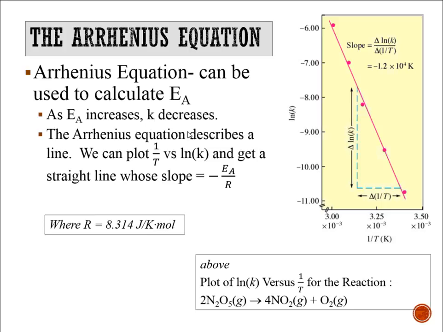The Arrhenius equation describes a line. We can plot the inverse of temperature versus the natural log of our rate constant and get a straight line whose slope is negative activation energy divided by the universal gas constant, R. So here is that line.